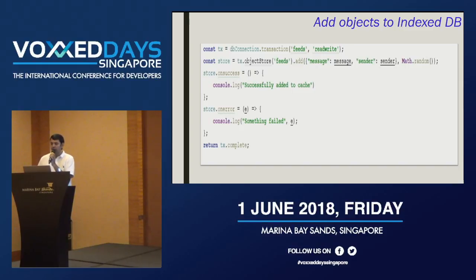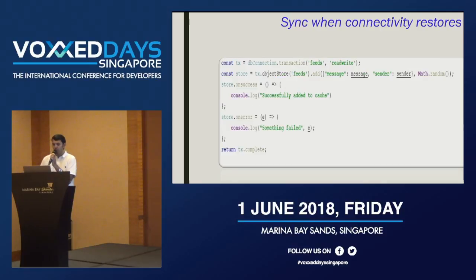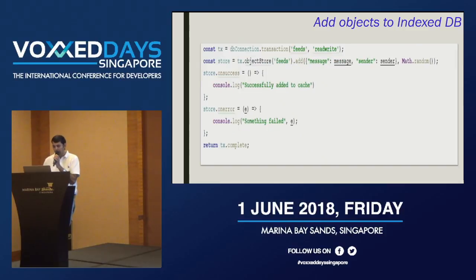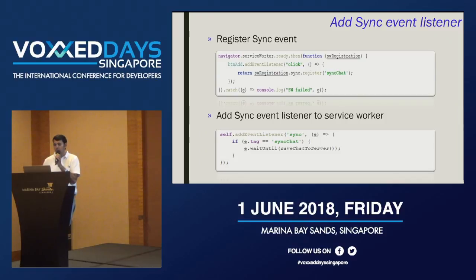After this transaction is completed, whenever my network connectivity is available, that sync event will fire automatically. In the sync event, as I said, I'm picking it from the local cache in which I stored it in the previous transaction, and then I'm quickly sending it to the server. Whatever you see here in the sync chat to server looks up your local DB, picks it from there, calls the fetch request, saves it, and then issues the push notification.